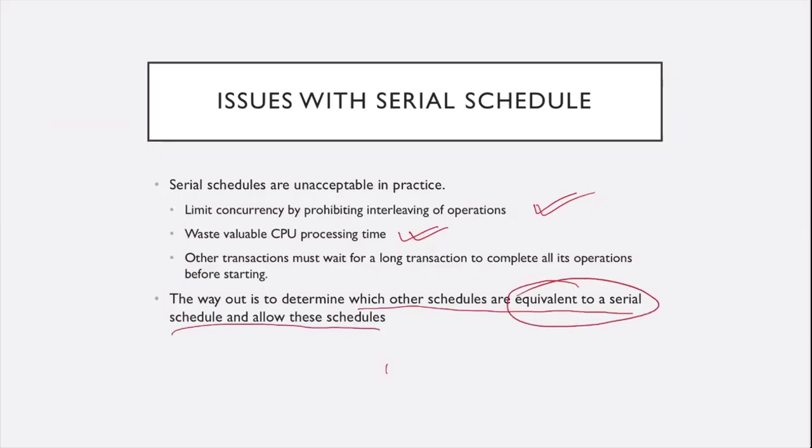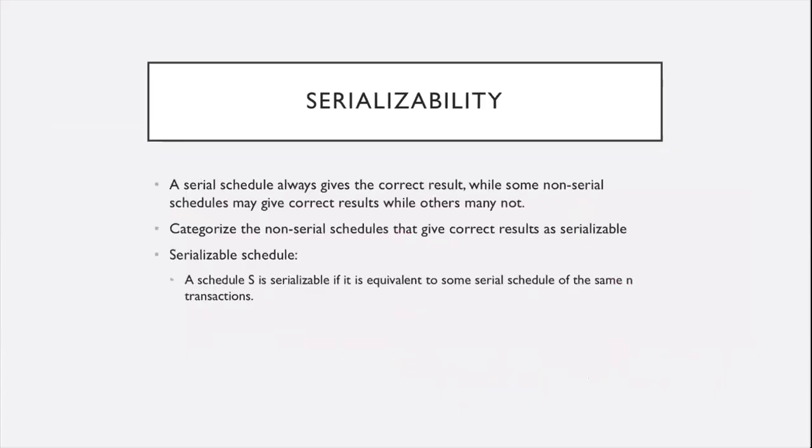So you have a non-serial schedule. If you can transform it into a serial schedule, if it is equivalent to a serial schedule, then you can allow this non-serial schedule also. This will eliminate the issues that were there with serial schedules alone. So this process is known as serializability.